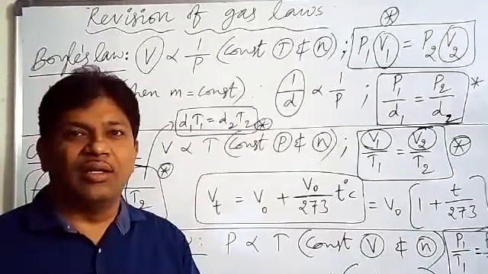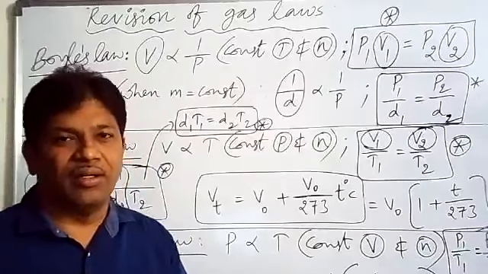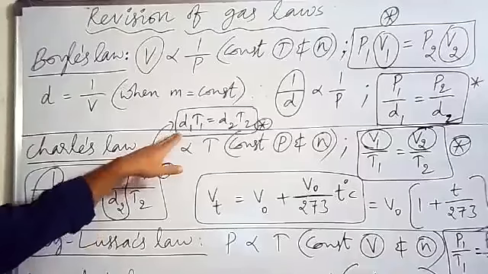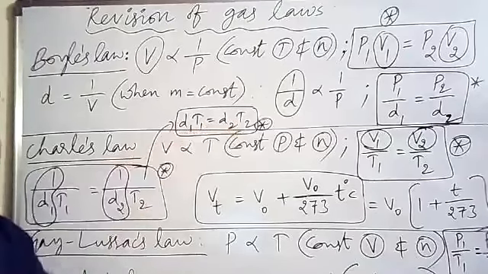That means density and pressure are directly proportional to each other. So that way we have to understand here. That is one equation, and it is also one of the equations of Charles' law. The same thing we can write like this: d1 t1 is equal to d2 t2.